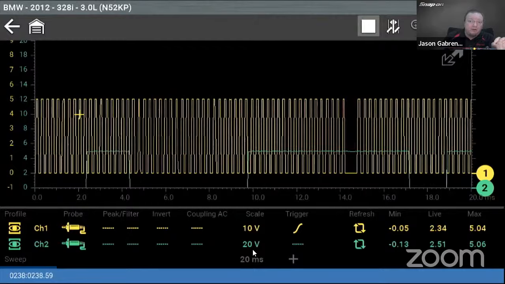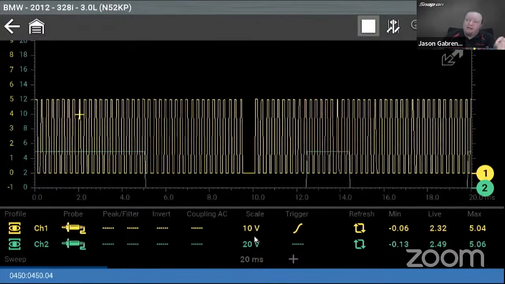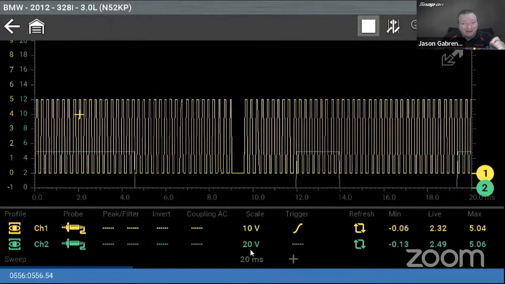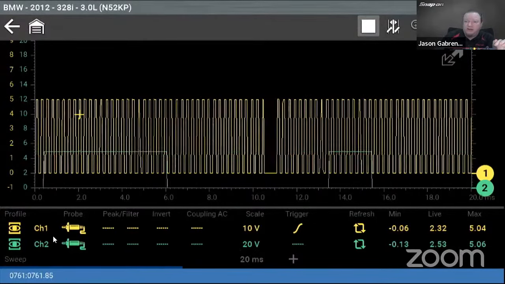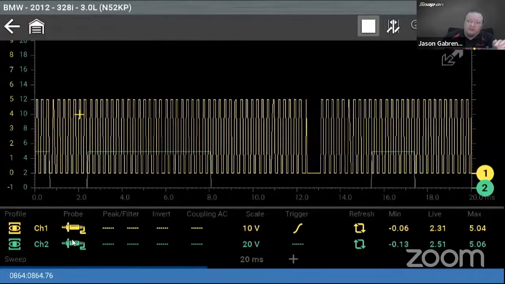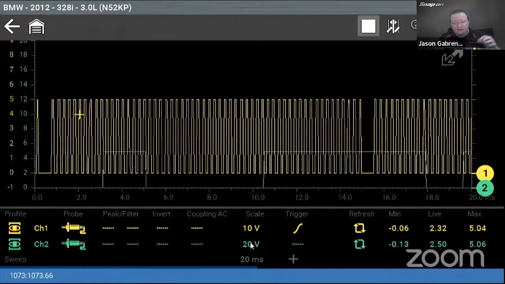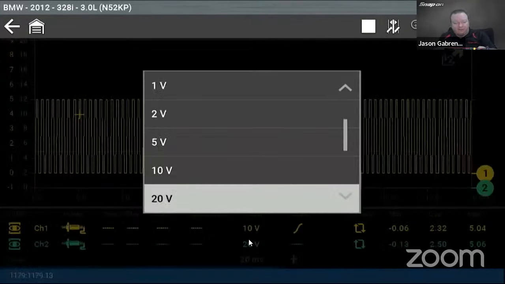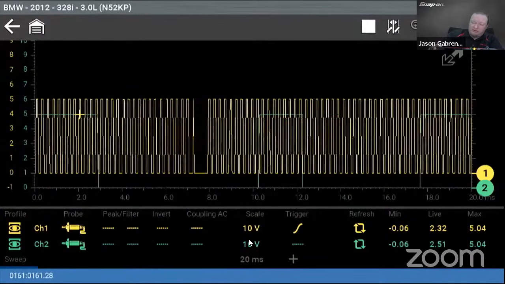Now, when you add additional channels on the guided component tester, it is preset to whatever it was when they saved it. So it's not necessarily going to be where you want it, so you might need to make a change. Make sure the probe is correct. In this case, it's voltage, and then change the scale. In this case, I'm looking at 20 volts. That's a 5-volt signal, so I want to get it down to maybe 10 volts. When I do that, we can see the signal changes a little bit.